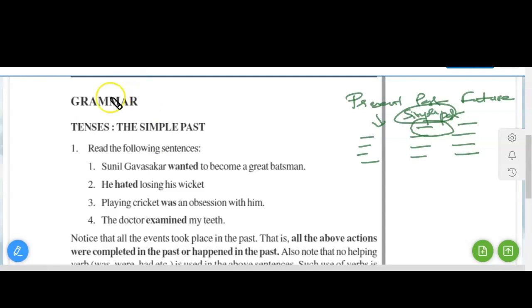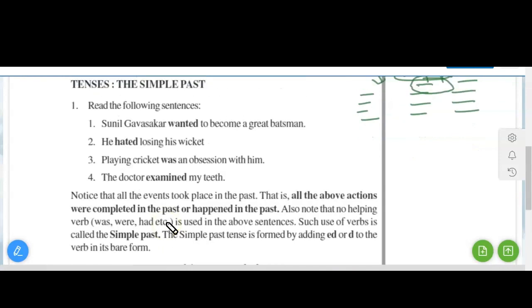Here some examples are given. Read the following sentences. Sunil Gavaskar wanted to become a great batsman. He hated losing his wicket. Playing cricket was an obsession for him. The doctor examined my teeth. You can see some letters are in bold in all the sentences. Notice that all the events took place in the past. That is clear. These things are all done. It is not happening right now. Sunil Gavaskar wanted to become a great batsman, so it happened long before. He hated something that happened in the past. All the above actions were completed in the past.